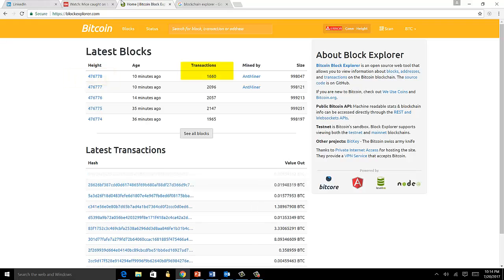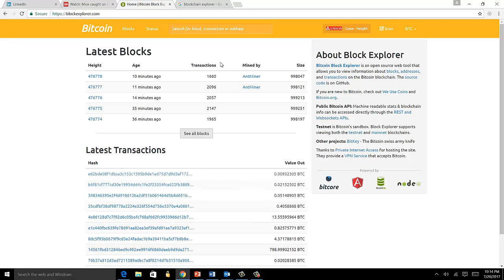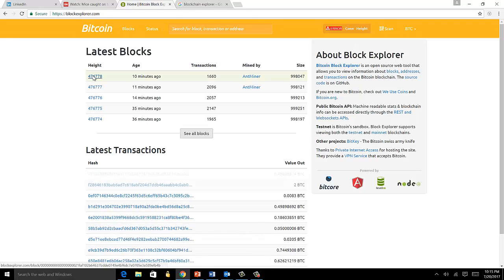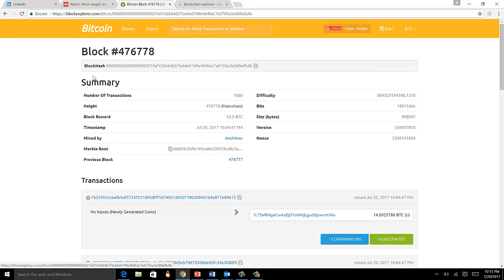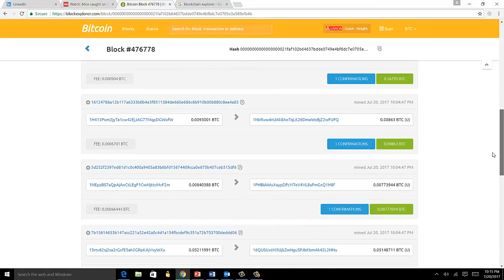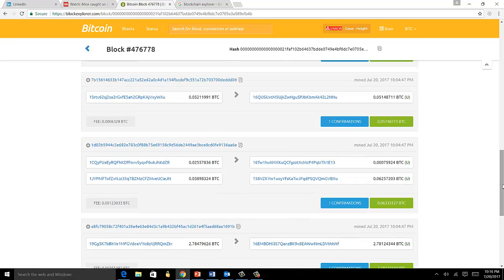And inside that block, there are 1,660 transactions. Remember, I told you that each miner would group a number of transactions into a block and then try to solve a mathematical equation. And then the first person to solve the mathematical equation gets to add that block to the blockchain. So let's take a look inside the block. So these are all the transactions inside the block.